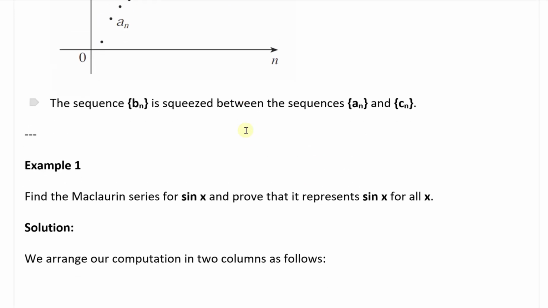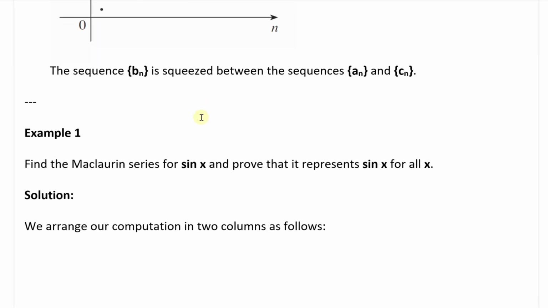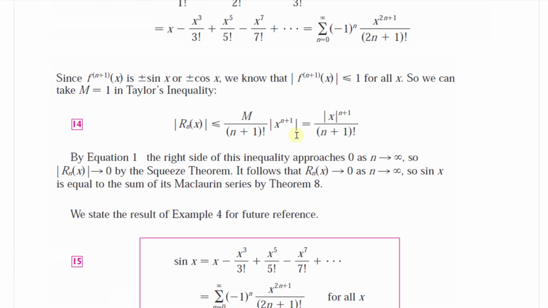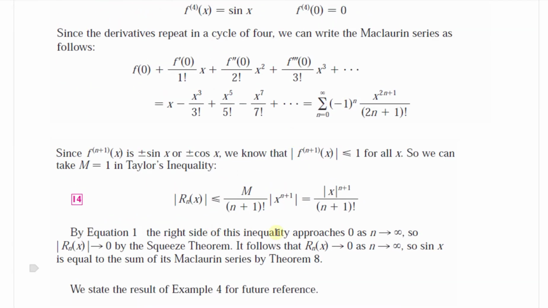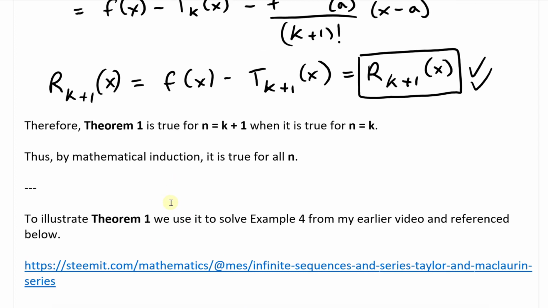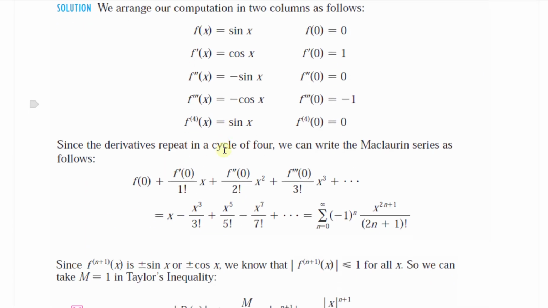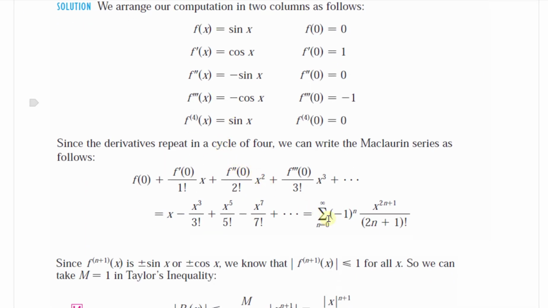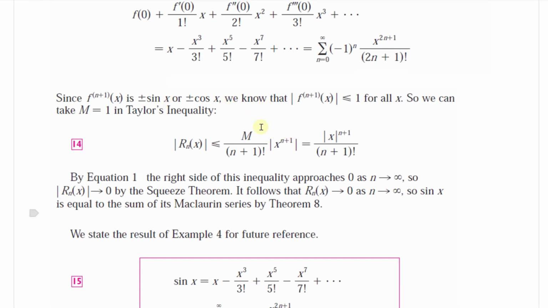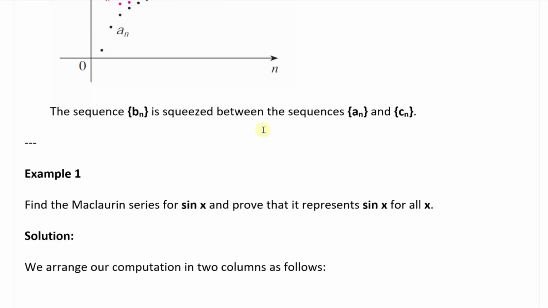So now we can go forward and look at example 1: find the Maclaurin series for sine of x and prove that it represents sine of x for all x. It's the exact same thing as before, but instead of using Taylor's inequality, we're going to use the theorem we just went over. First, we get the derivatives and do the same thing as before, just for completeness. Then we'll solve for the remainder to show that it approaches 0.